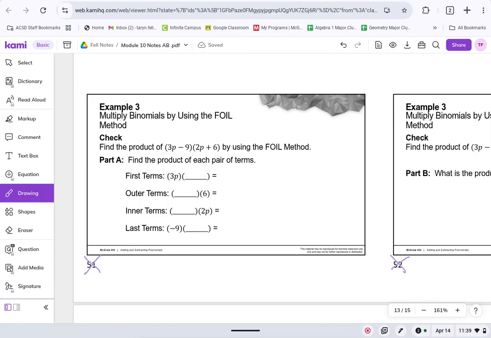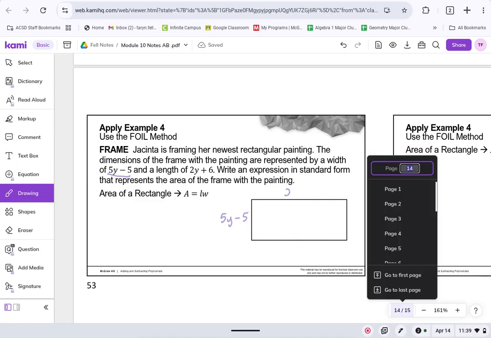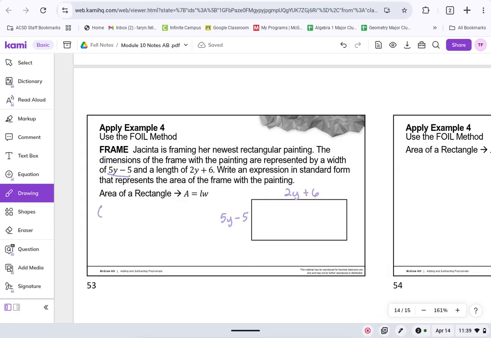So for the next one, we are looking at the area of a rectangle, where we multiply the length times the width. When you look at this problem, we're multiplying the width, which is 5y minus 5, times the length, which is 2y plus 6. It's pretty much the same thing we're doing. It's saying multiply these two things together. Oh, I guess it would go the other way. So it would be the length, which is 2y plus 6, times the width, which is 5y minus 5.